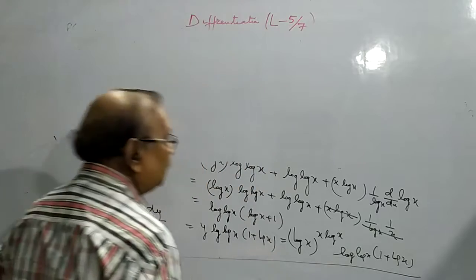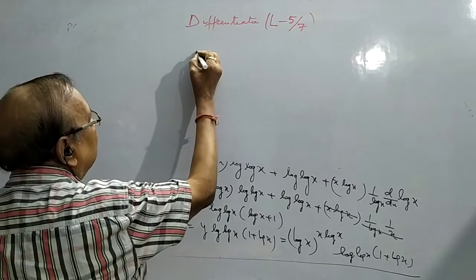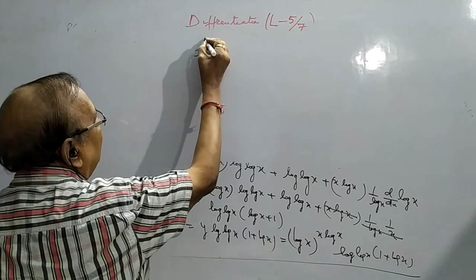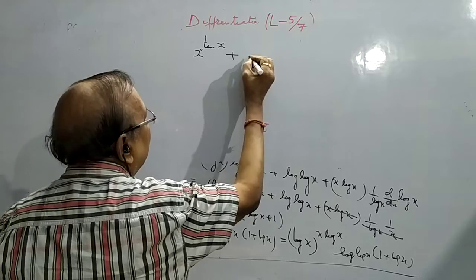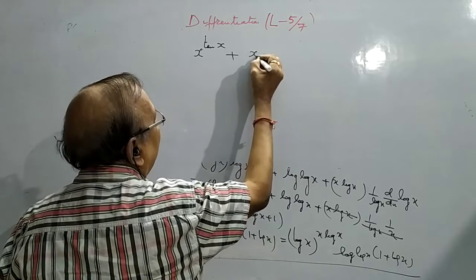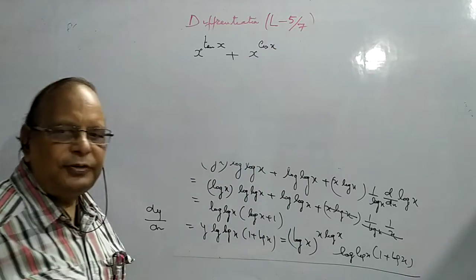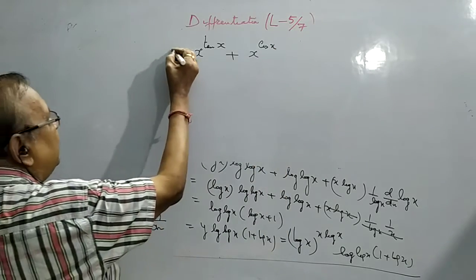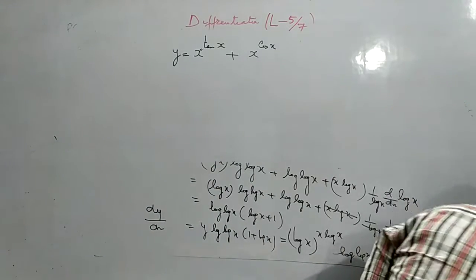Suppose there is another function, x to the power 10x plus x to the power cos x, which is to be differentiated with respect to x, or we may say that y is equal to this. We have to find dy by dx. How will we find?